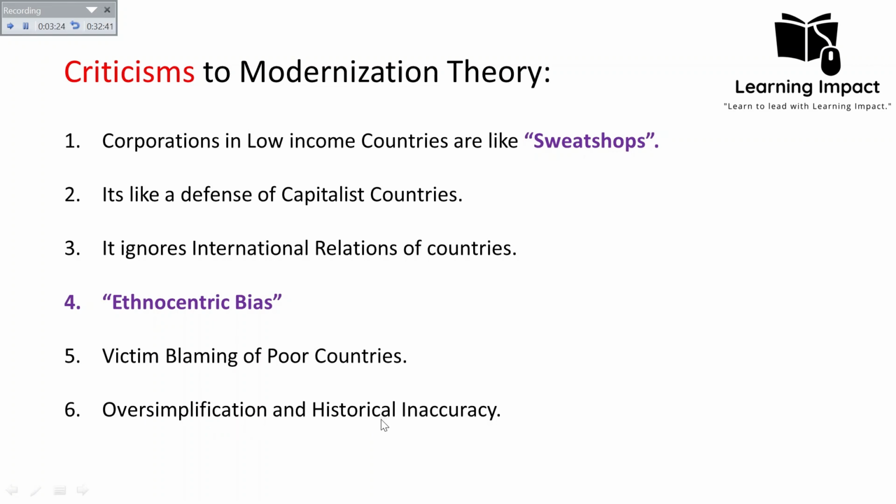And also it is accused of historical inaccuracy, because the modernist thinkers failed to consider the impact of colonialism and also imperialism. There are also some other external forces like international trade and global economic policies, which are actually giving more advantage to rich countries.